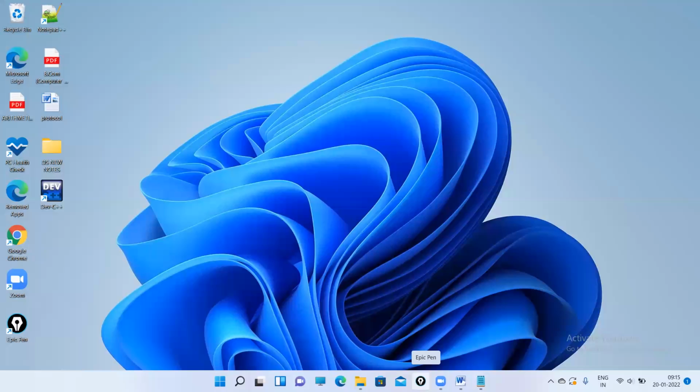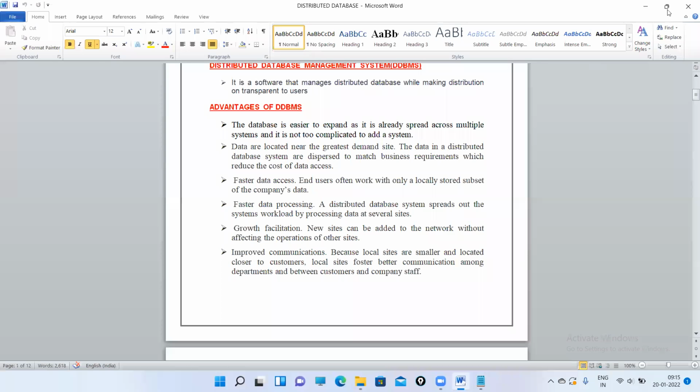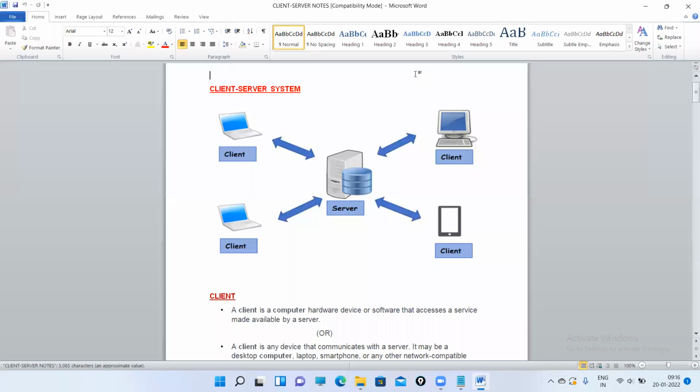Which model did we discuss? The client-server model. What is a client? The device used to communicate with another device for service purposes is known as a client. Next, what is a server? The device used for providing service is known as a server.